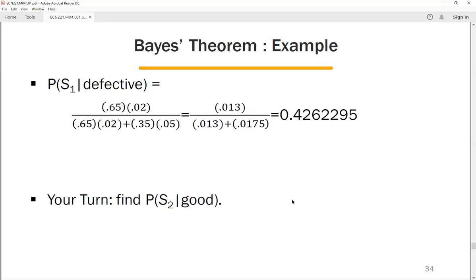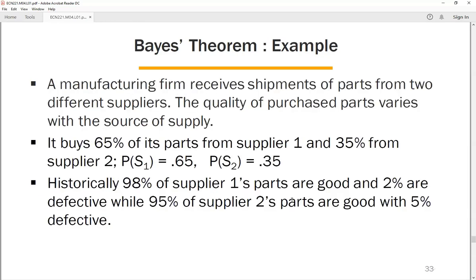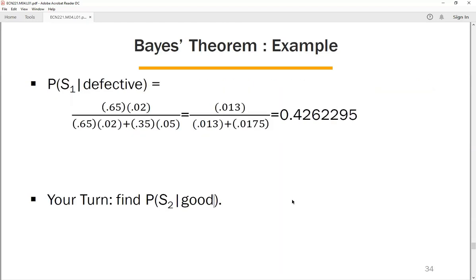That may take going back and getting the values from this page or this set of notes, right? The probability that it comes from supplier 1 is 0.65, the probability that it comes from supplier 2 is 0.35, 98% of supplier 1's parts are good, 2% are defective, while from supplier 2, 95% are good, with 5% being defective. So go ahead and take a minute and find the probability of it coming from supplier 2, given that it's good.